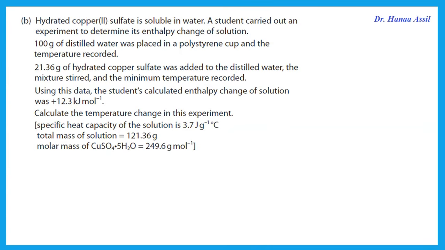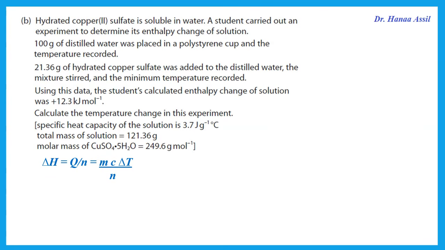Using this data, the student's calculated enthalpy change of solution was plus 12.3. So this is our delta H of solution. Calculate the temperature change in this experiment. We are given the specific heat capacity of the solution. Notice that it is 3.7. The total mass of the solution: we are told that we put 100 grams of distilled water, but then we're told that the total mass of solution is 121.36, and we're given the Mr of the hydrated salt.